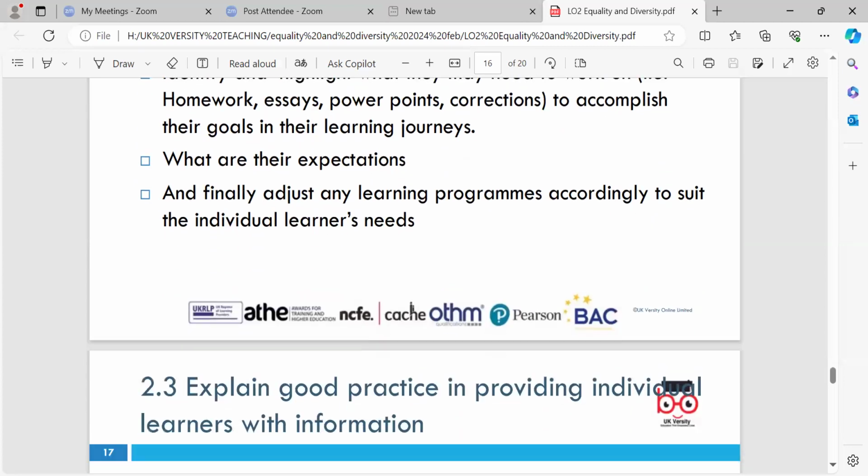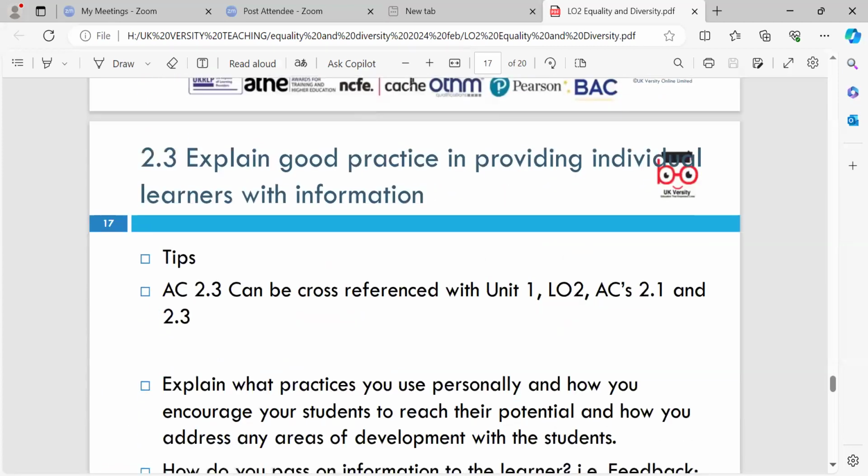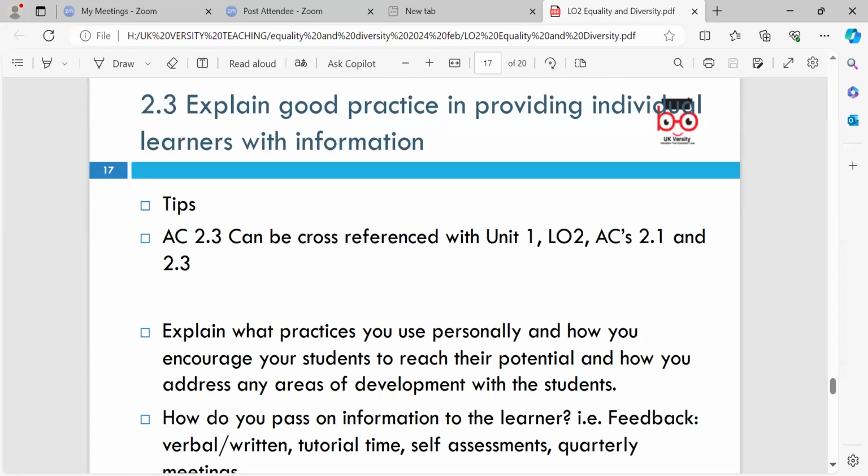Yeah, 100%. So AC 2.3 can be cross-referenced with Unit 1, Learning Outcome 2, AC 2.1 and 2.3. Explain what practices you use personally, how you encourage students to reach their potential, and how you address areas of development with students. How do you pass on information to learners? Do you go through verbal feedback? How do you do it in your practice, Adrian?